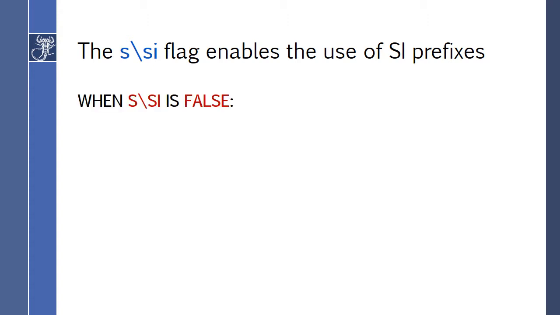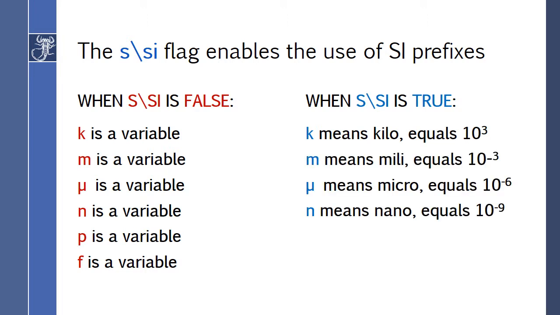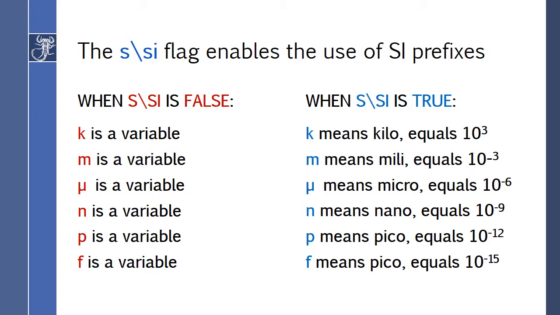It is stored in the S folder. And when this SI flag is false, these letters will be understood as variables. You have seen already examples where we have used mu as a variable. So as long as the SI flag is false, you can use K, M, mu, N, and P, and they are going to be understood as variables. But if you set that flag to true, then the calculator will understand any K's or M's or mu's or N's or P's given in the value description as their equivalent in the international system.